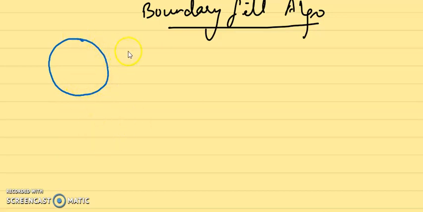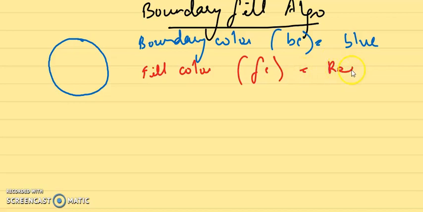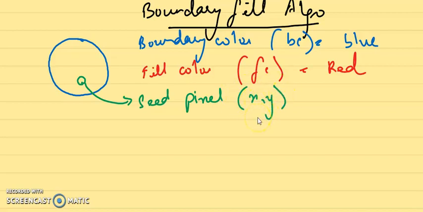Okay, now my boundary color, that is BC, is nothing but blue color. Okay, and I am going to fill this up. So my fill color, that is FC, is equal to red. Okay, we also discussed that I need to start with any of these seed pixels out here. So this becomes my seed pixel, right? So seed pixel at location x comma y.